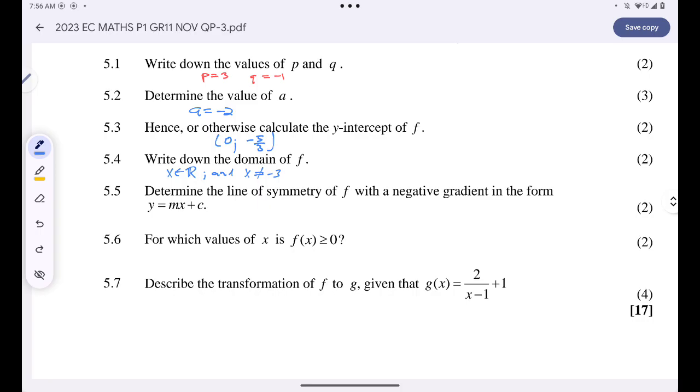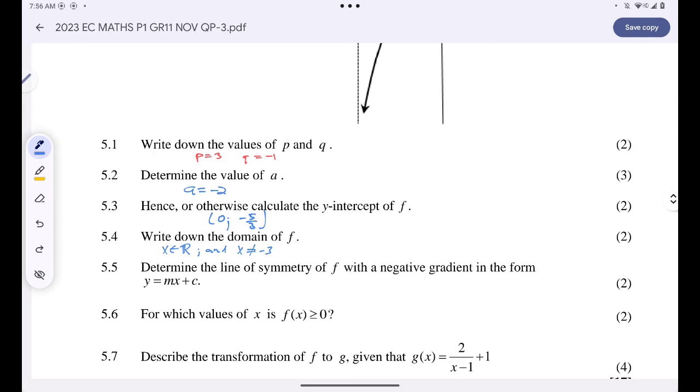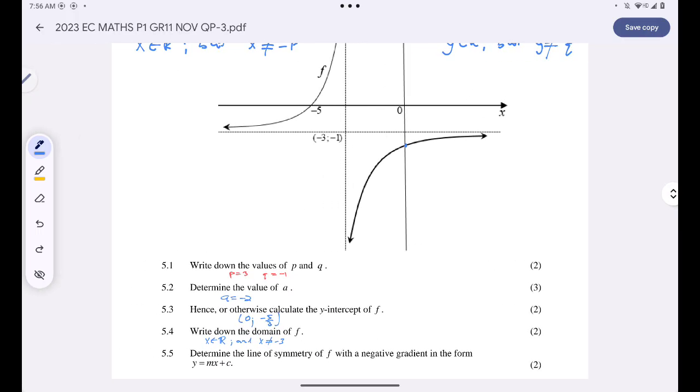Okay, 5.5, you're supposed to determine the line of symmetry of f with a negative gradient. That means they want to find the equation of this line. Just know that the gradient is equal to -1. If they said they wanted the equation of the line with a positive gradient, its gradient was going to be +1, right? So now I know that I have y is equal to mx plus c. y is equal to -x plus c. For me to find c, I must just substitute the point there.